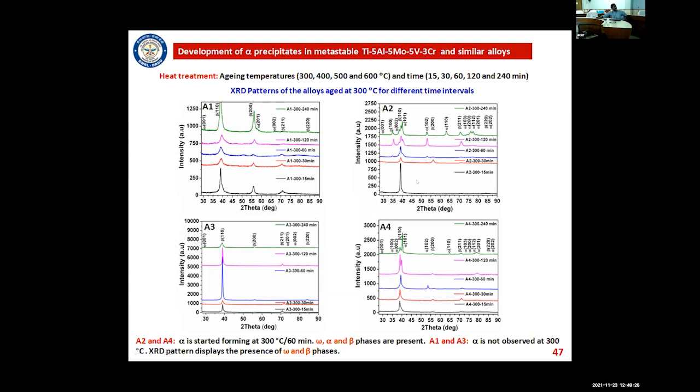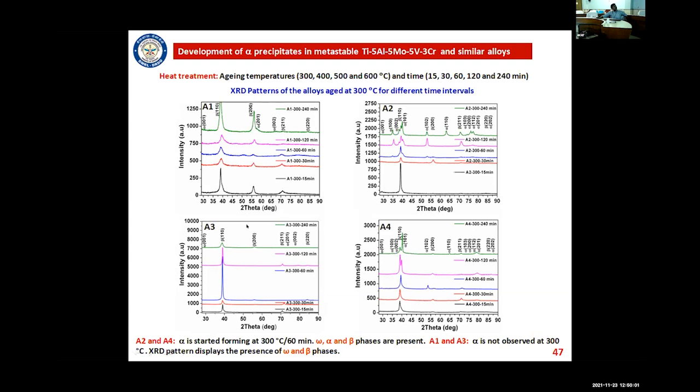But in the case of LiA2, after 60 minutes of aging I see the alpha phase, and with increasing time the volume fraction of the alpha phase increases. So LiA2 shows the presence of omega, alpha, and beta phases. In the case of A3, from 15 minutes up to 240 minutes, I have seen only two phases, omega and beta. But in A4, I got the alpha phase precipitates after 120 minutes, clearly seen in the 240 minute aged specimen.